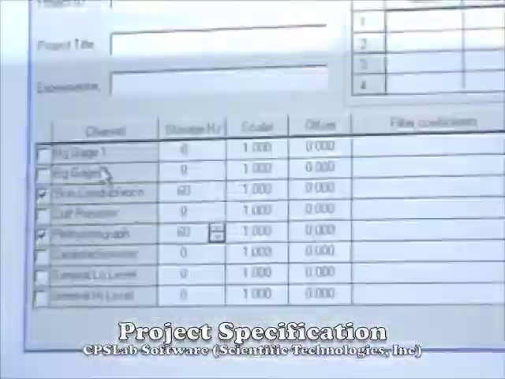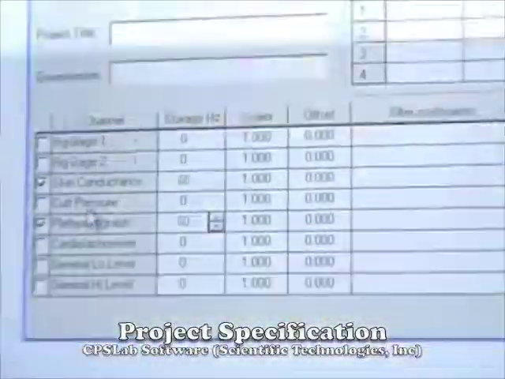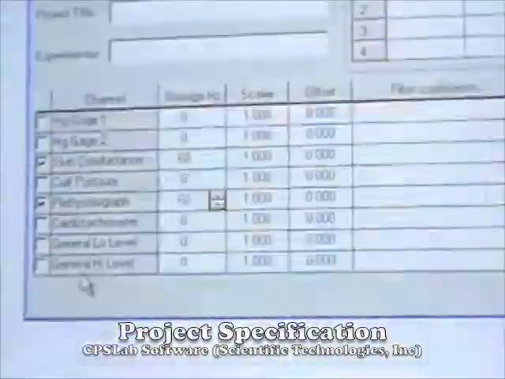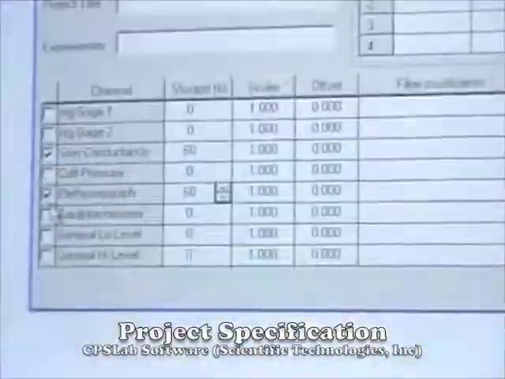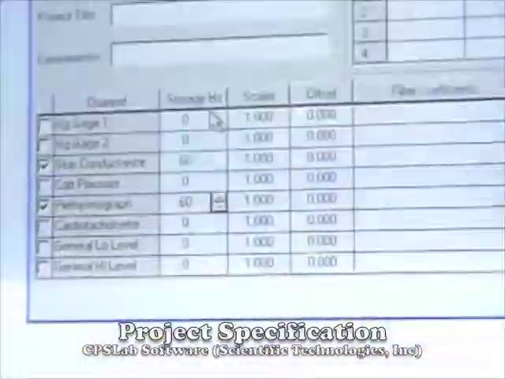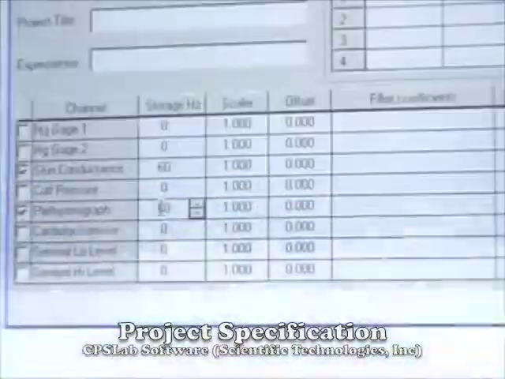So the first two are respiration. We have skin conductance, blood pressure, plethysmograph, cardiotach, and then these other two channels that we use for different things if we need to. So if you want to collect data for those channels, you have to click a check here. You want to specify the storage hertz. And then over here you can specify how thick the line looks on the screen, and if you want the program to try to auto-center it for you. So if you want the program to try to keep the signal in the center of the screen.